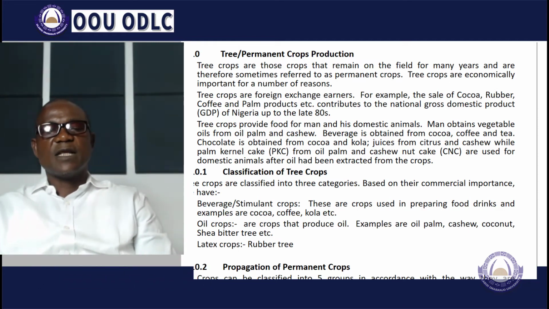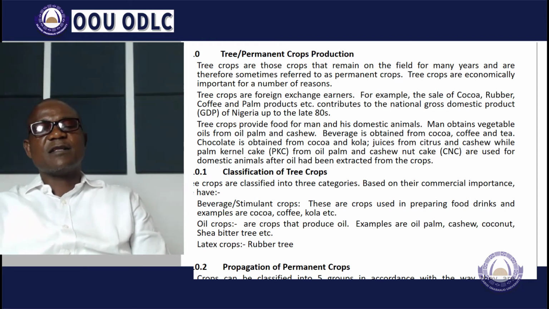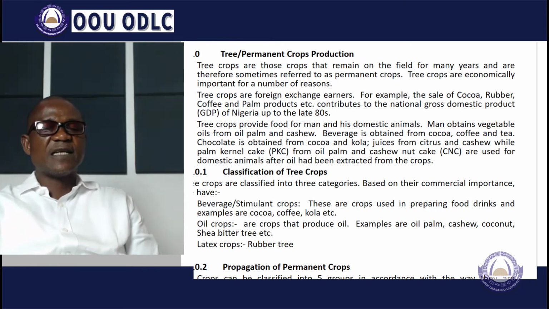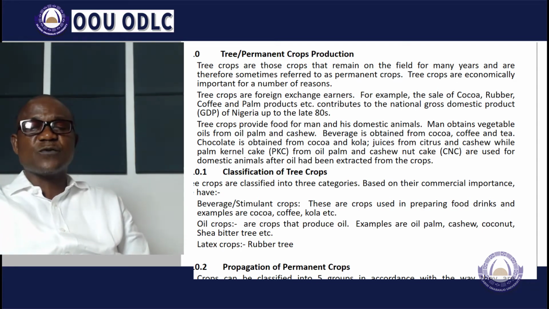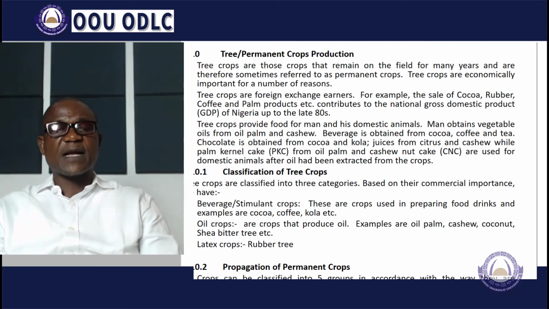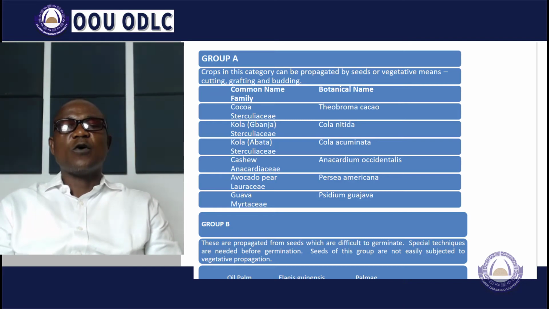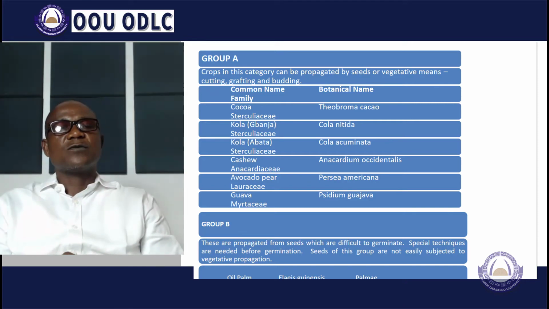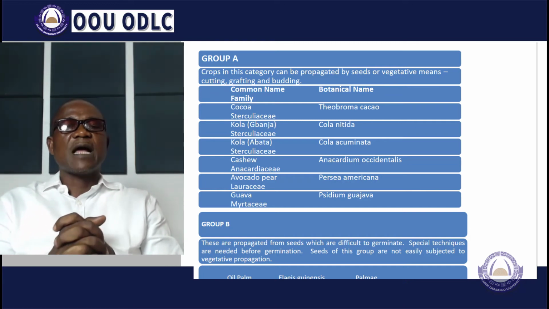Latex crops, the crop that is primarily a latex producing crop is rubber tree, also known as Hevea brasiliensis. Propagation of permanent crops. Permanent crops can be classified into 5 groups in accordance with the way they are propagated. Group A, crops in this category can be propagated by seeds or vegetative means, that is, through cutting, grafting, and budding. Some of them here include cocoa, cola, cashew, avocado pear, and guava.